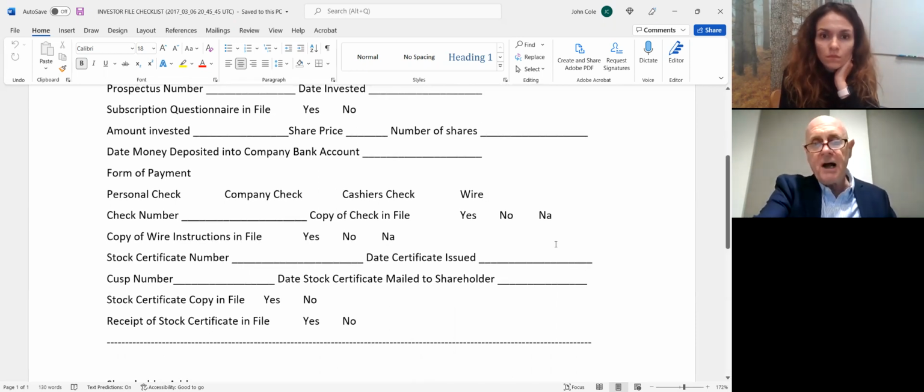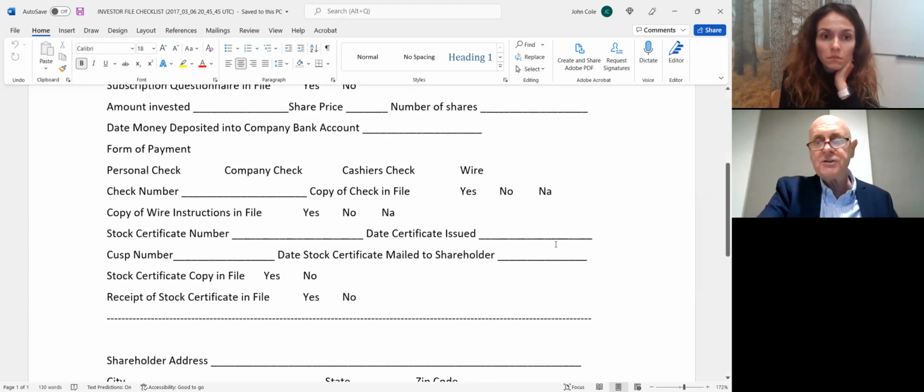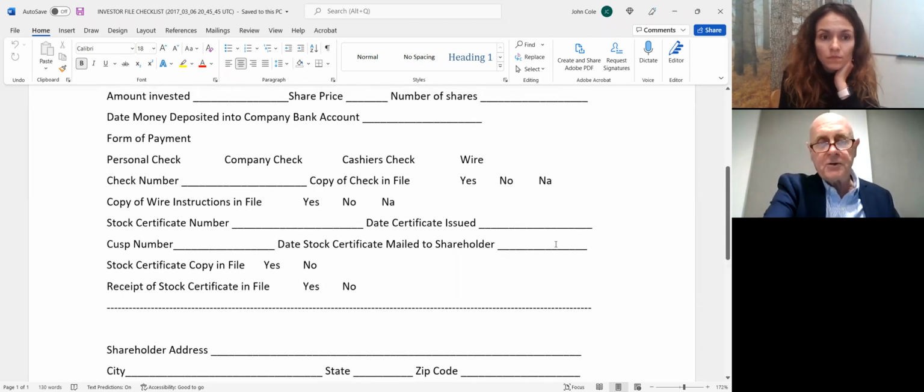Then date money deposited in the company bank account. That's really important. You're building a paper trail here, a data trail. You may get a check on Monday, hold it for a few days or maybe even a week, and then deposit all the checks on a Friday. So you want to put the exact day you deposit it in the bank, which is your business bank account. Form of payment: was it a personal check, a company check, a cashier's check, or a wire? You highlight or circle one of those.